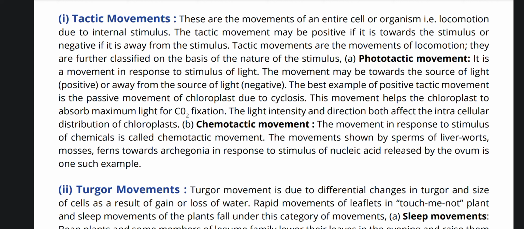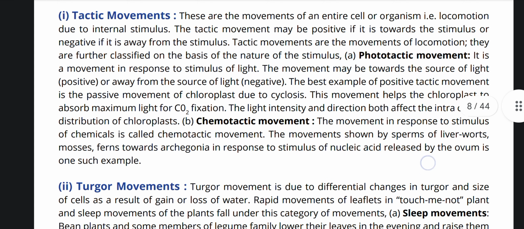A. Phototactic movement. It is a movement in response to the stimulus of light, and the movement may be towards the source of light or away from the source of light. The best example of positive tactic movement is the passive movement of chloroplast due to cyclosis. This movement helps the chloroplast to absorb maximum light for CO2 fixation. The light intensity and direction both affect the intracellular distribution of chloroplast.